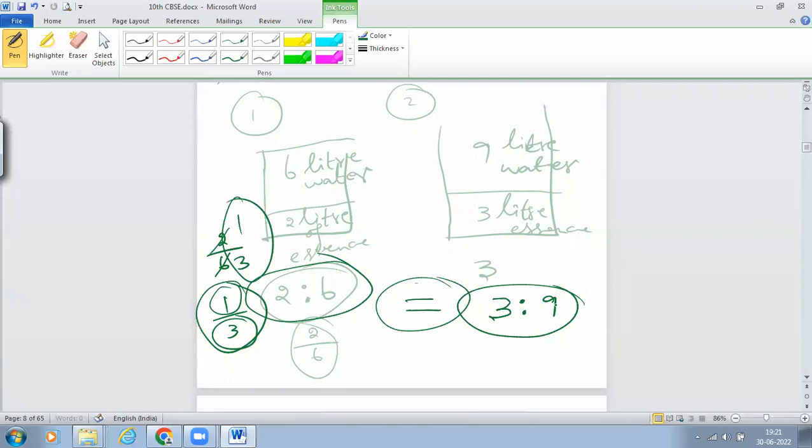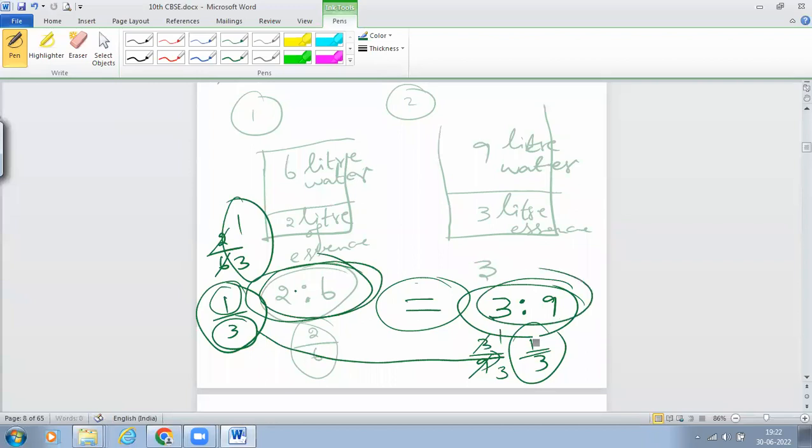Similarly, for 3 liters of essence, he is mixing 9 liters of water. So that is 3/9. A ratio can be expressed in the form of division. 3/9 means 3 ones are 3 and 3 threes are 9. It is also 1/3, right? So again, for 1 part of essence, he is mixing 3 parts of water. Therefore 2:6 is equal to 3:9.